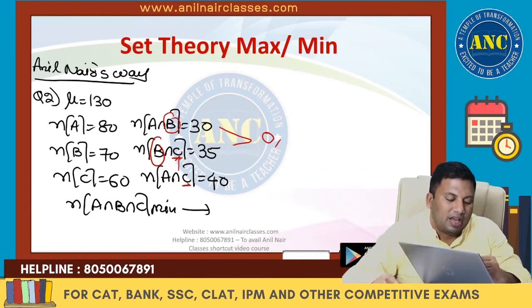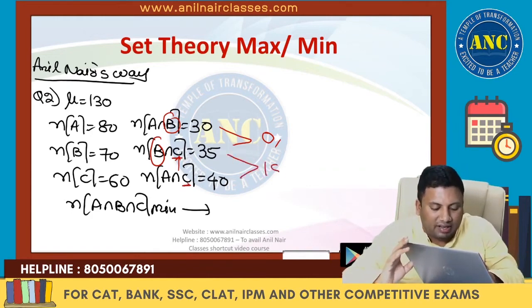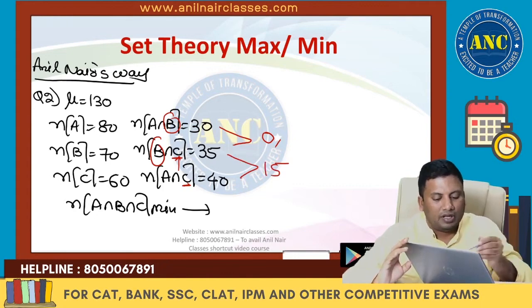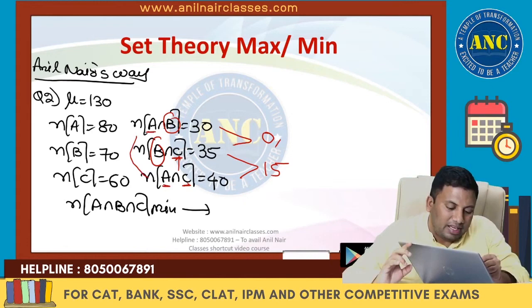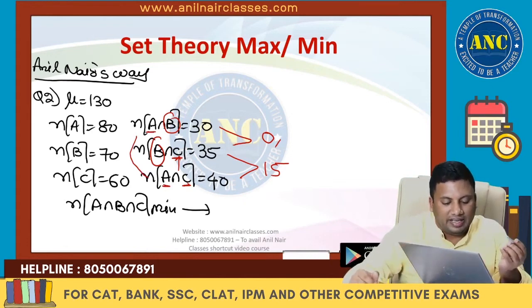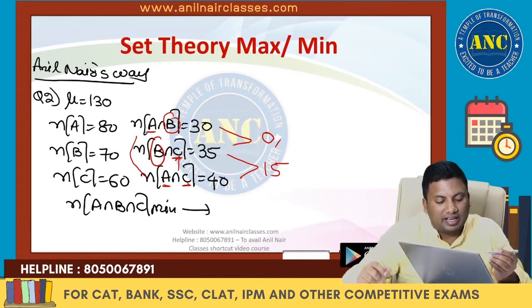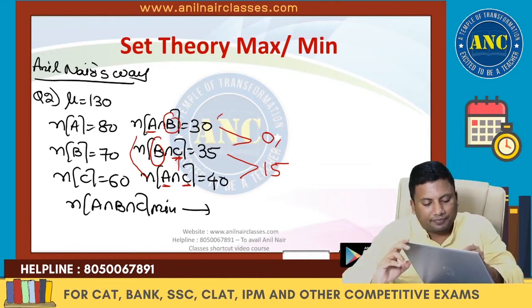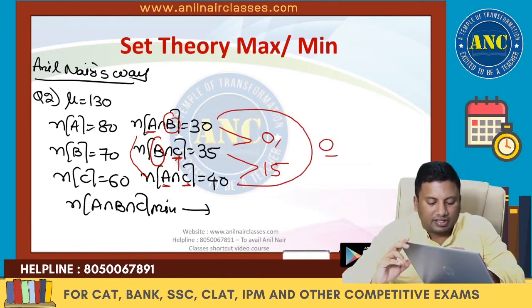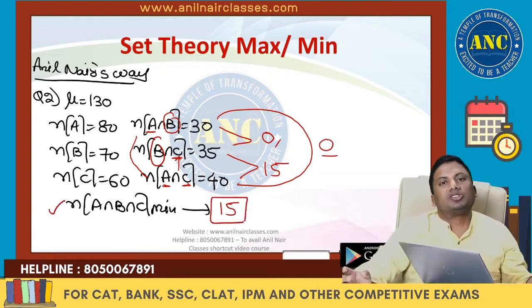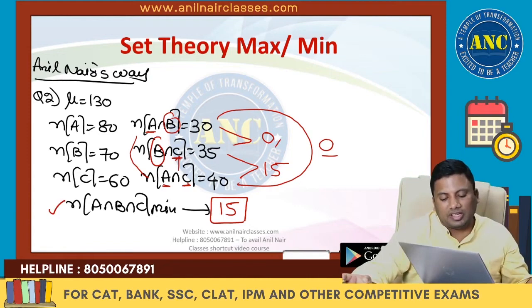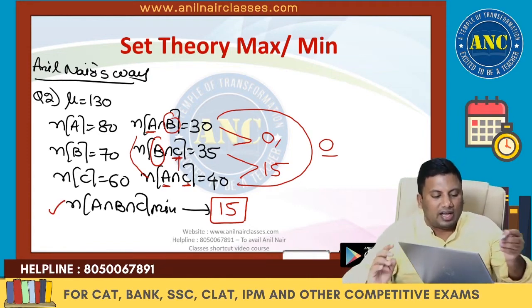Next, if I do this pair, what is common here? C is common. 40 plus 35 is 75. How much is it greater? 15 greater. Then do the first with the third. What is common? A is common. 30 plus 40 is 70. 70 is less than 80, again 0. Maximum out of all these things, so the answer is 15. Straightforward, without using the Venn diagram, you got this answer.